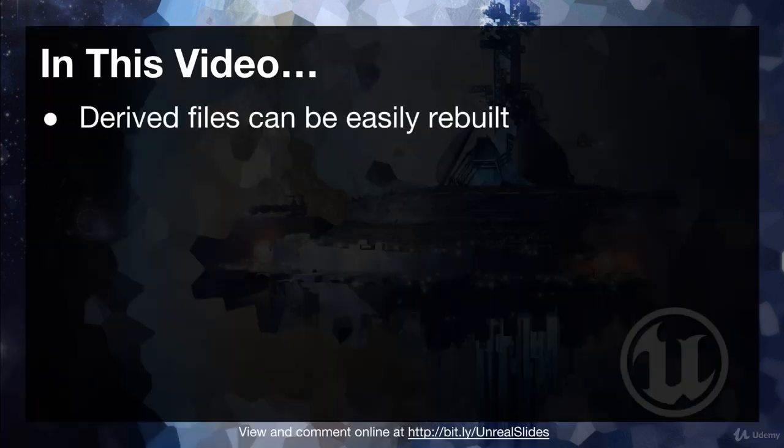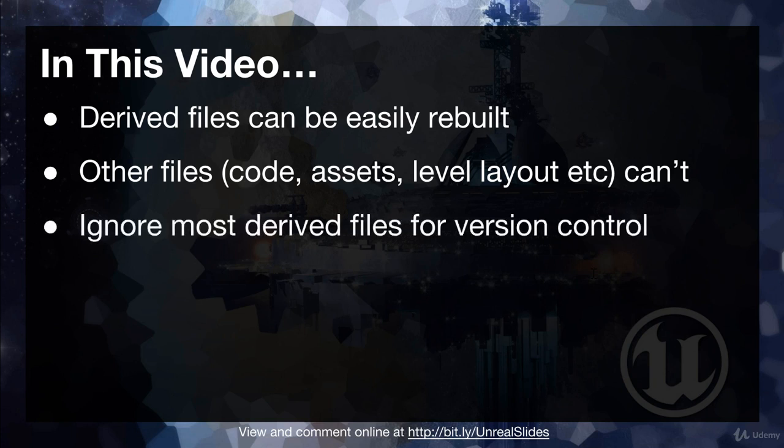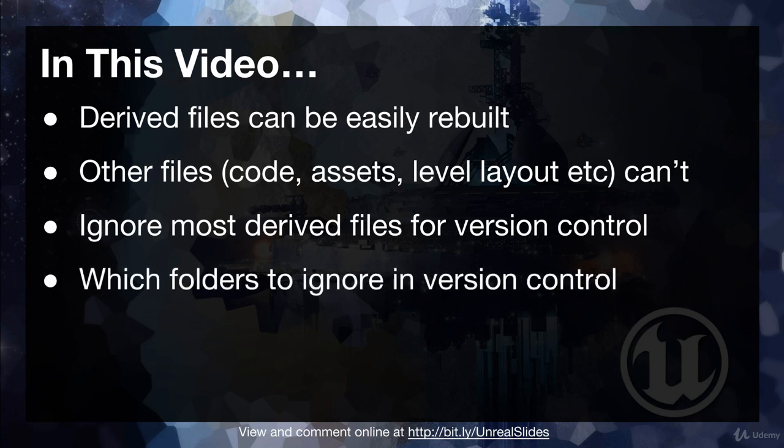So in this video, I want to explain that derived files can be easily rebuilt. Derived files are things that the system uses to speed up, for example, the opening of Unreal or the playing of the game, but they could be rebuilt. Other files, like the code you write, your assets you create from scratch, your level layout, etc., can't be easily rebuilt. That's the real value, that's the gold you're creating, and we don't want to lose that. So we want to ignore most derived files for the sake of version control.